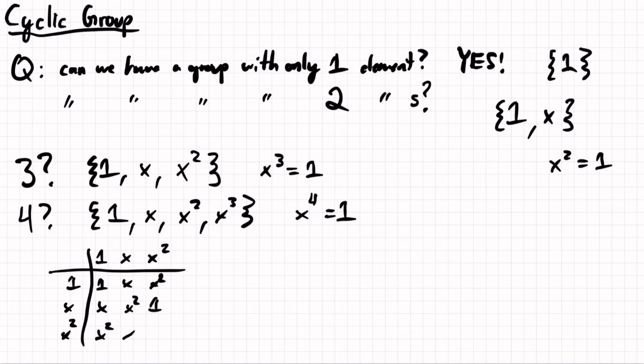x squared times x is x. And x squared times x squared, that'll be the same thing as x cubed times x, which is 1 times x, so that's just x. Oh, it looks like I wrote an x instead of a 1 here.